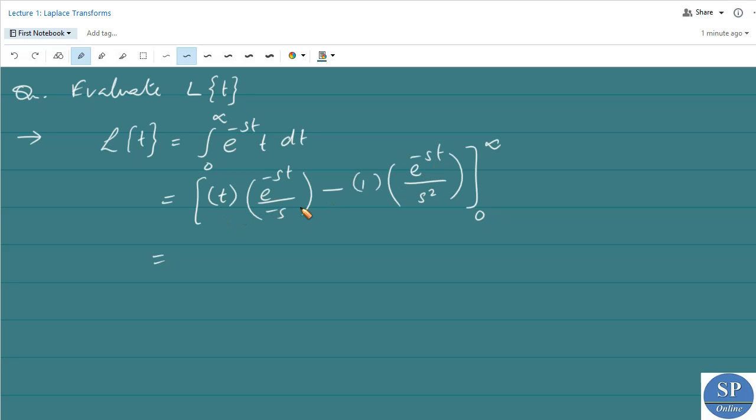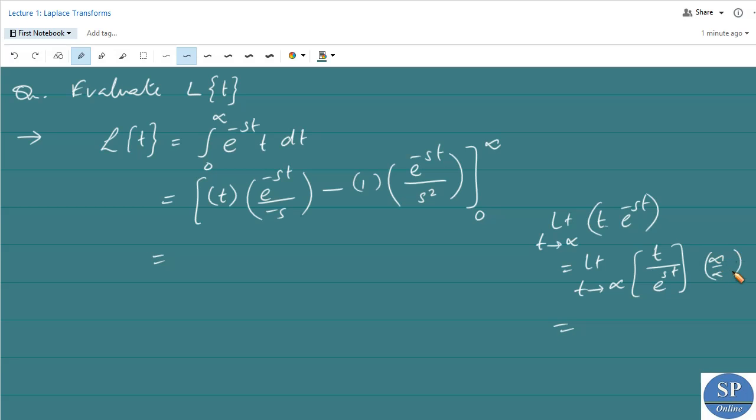Here the first function is t. So as t tends to infinity, we have infinity into e power minus infinity. So limit t tends to infinity, t into e power minus st, is infinity into 0 form. So this can be written as limit t tends to infinity t divided by e power st. Now this is infinity by infinity form.